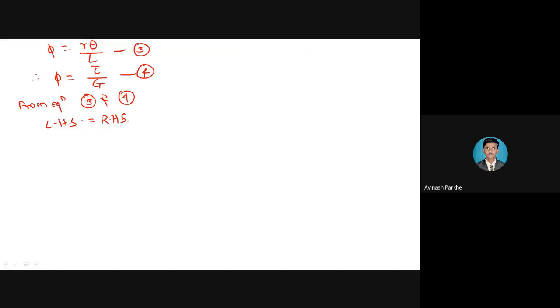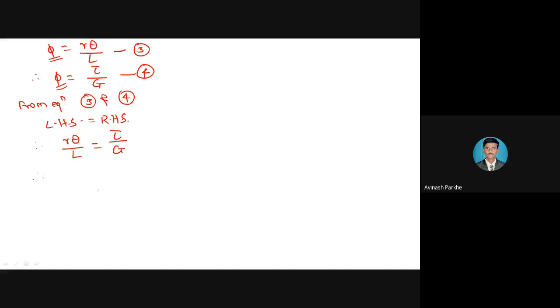So on the left hand side, which terms are common? This phi at the left side. Therefore, your right hand sides also become equal. Therefore, R theta divided by L is equal to tau upon G.